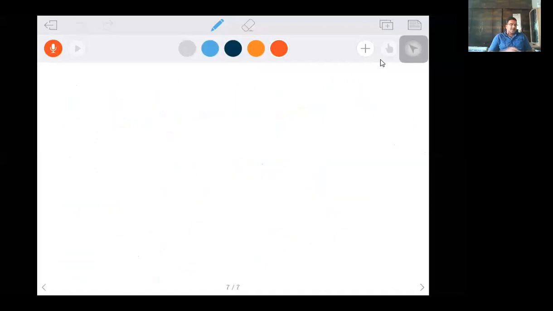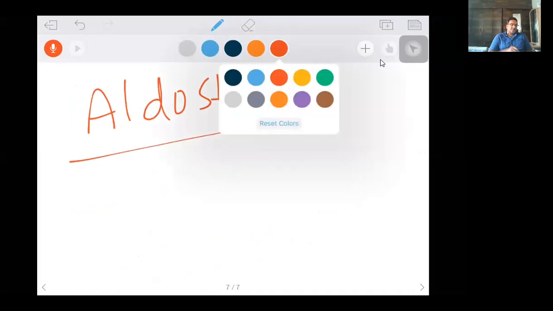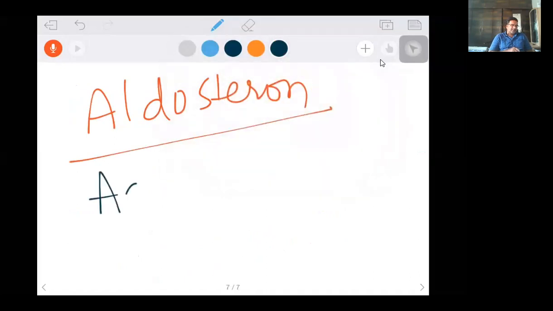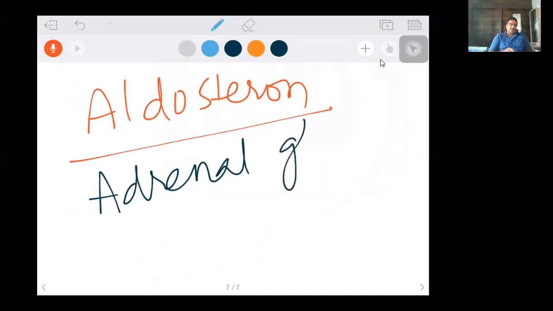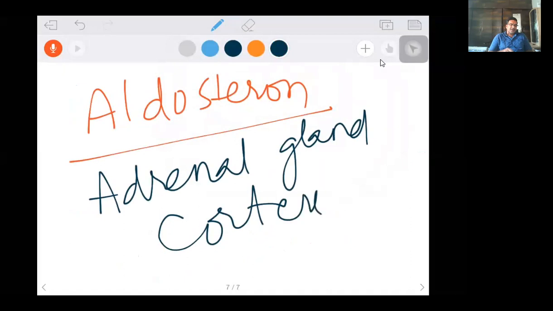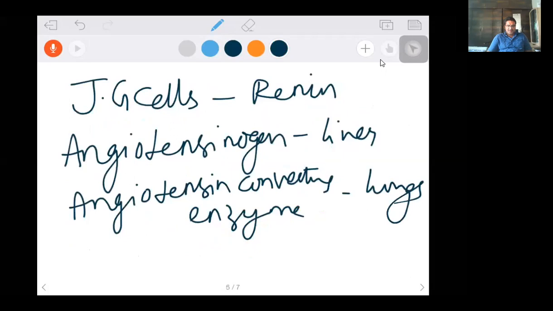Okay. Next, one more hormone, aldosterone. Aldosterone is from the adrenal cortex. The adrenal gland has two portions, cortex and medulla. The cortex portion of the adrenal gland is going to secrete a hormone called aldosterone. What are these all doing actually? The RAAS mechanism. What is the RAAS mechanism? We'll see. First of all, let's take a look at these.